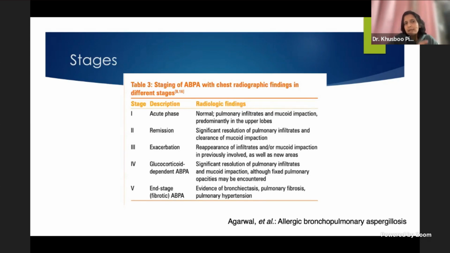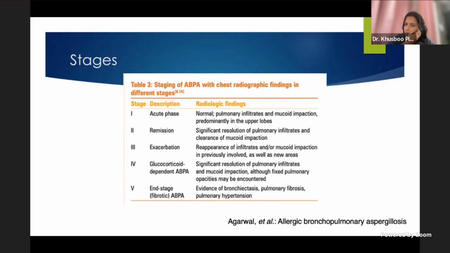Then going on the same lines, we also classify ABPA radiologically on the basis of the stage in which we are seeing the disease at a particular point of time. Now, these stages do not follow a sequential order. It does not mean that an ABPA will go from stage 1 to 2 to 3 to 4 to 5. It just says that at any point of time, it can be in any of these phases that we should be knowing about. Obviously, the 5th phase, that is the end stage ABPA, is the end stage phase, but the others do not follow any sequential order.